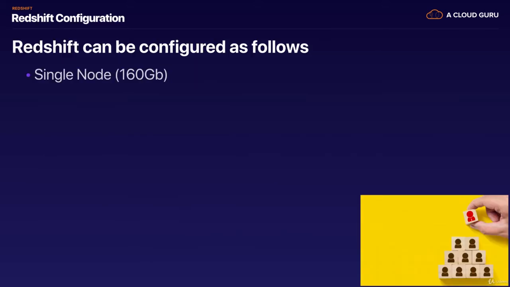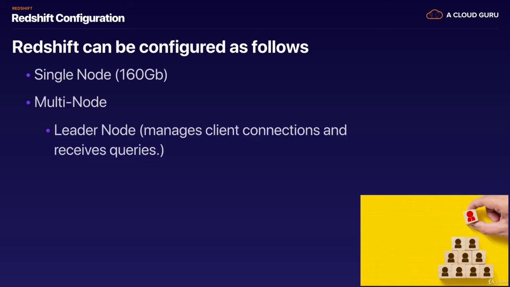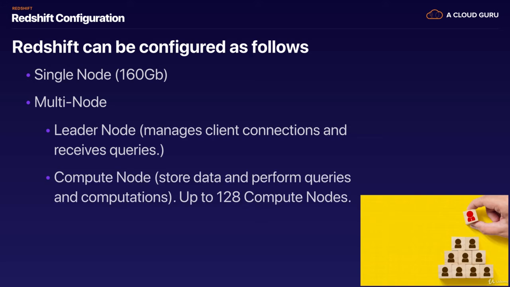So Redshift can be configured as follows. You can have a single node, and this is 160 gigs in size, or you can have multi-node. A multi-node will consist of a leader node, and this basically manages the client connections and receives queries. And then you have all your compute nodes, and these store data and they perform queries and computations. And you can have up to 128 different compute nodes behind a leader node.